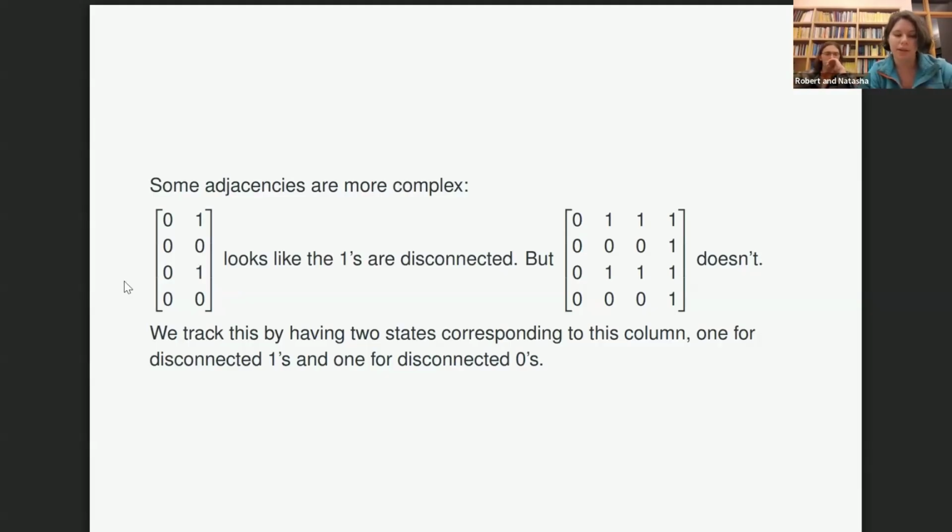So to adjust for this, we said, let's have 2 states for the 1, 0, 1, 0 column. One for the zeros are already connected, but the ones are still disconnected. And one for the zeros are disconnected, but the ones are already connected. So adjacencies with that fix got handled. We have connectivity from that. Now we just need to decide on starting states and accepting states.